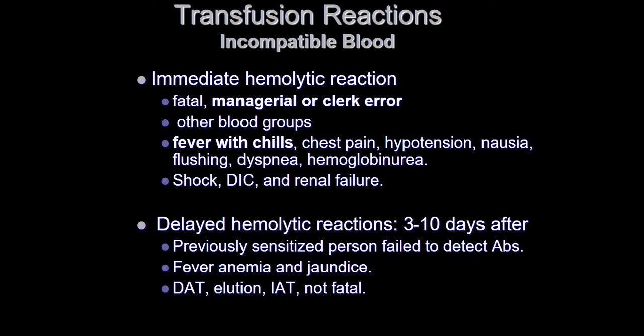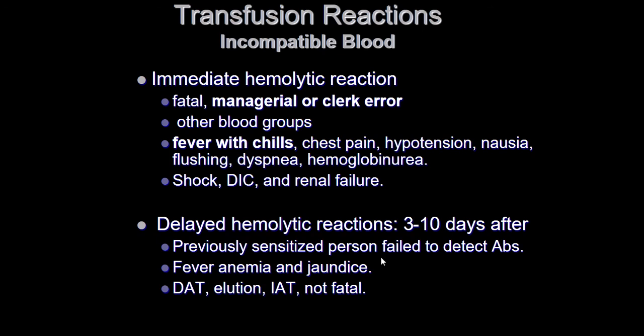Patients usually complain of fever with chills, chest pain, hypotension, blood pressure goes down, nausea, flushing, dyspnea, cannot breathe, and hemoglobin that you can detect in urine. And sometimes they develop shock, disseminated intravascular coagulopathy, and sometimes renal failure because of the hemolysis, or renal shutdown, we call it. This is in the immediate type that occurs immediately following the incompatible blood transfusion.